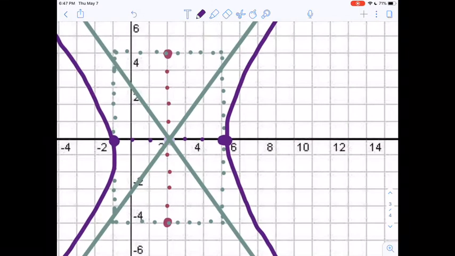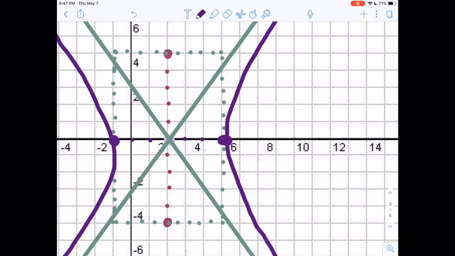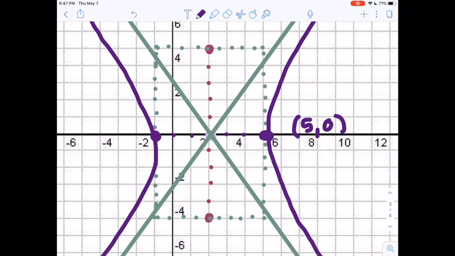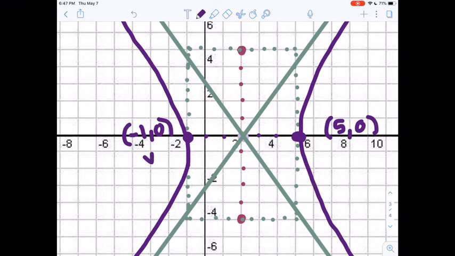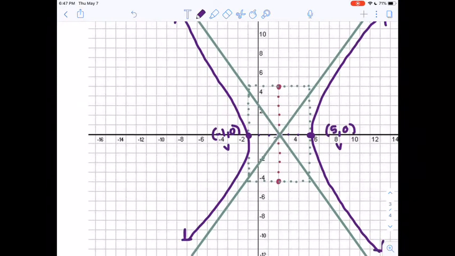So one vertex is at 5, 0, and -1, 0. Again, those other points just kind of act as a guide to create my rectangle, which in turn create my asymptotes.